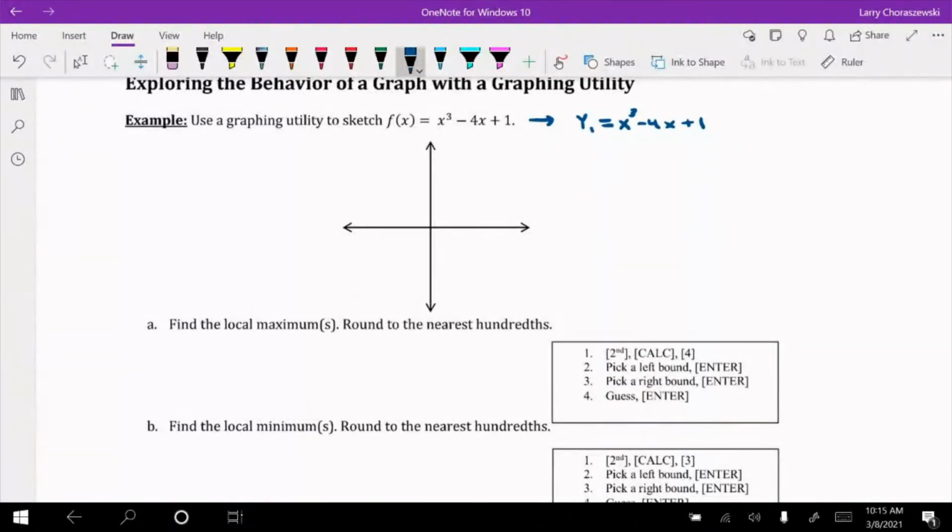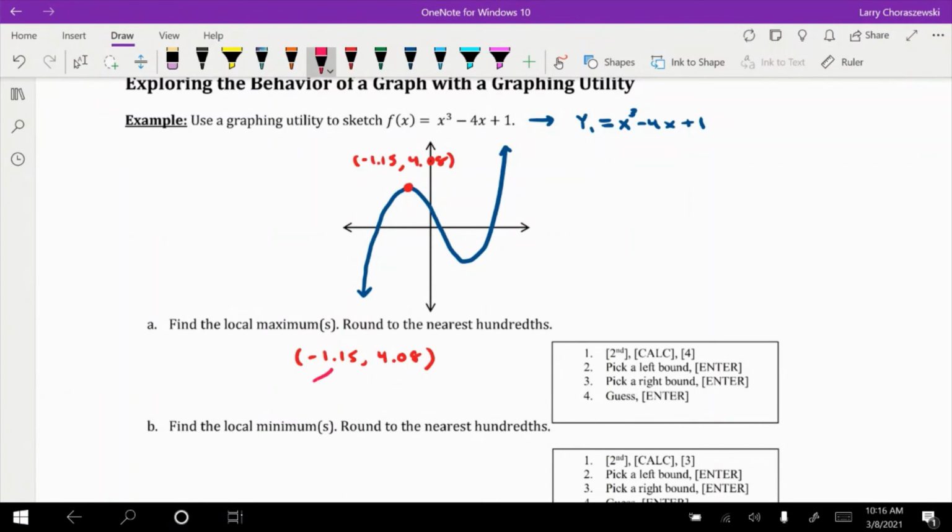So I'm first going to sketch the graph in this blank coordinate plane. And I'll include an indication of the local maximum. This was at roughly negative 1.15, comma 4.08. And that'll actually be our answer for part A. It says find the local maximum. So let's write it out as an ordered pair, negative 1.15, comma 4.08.